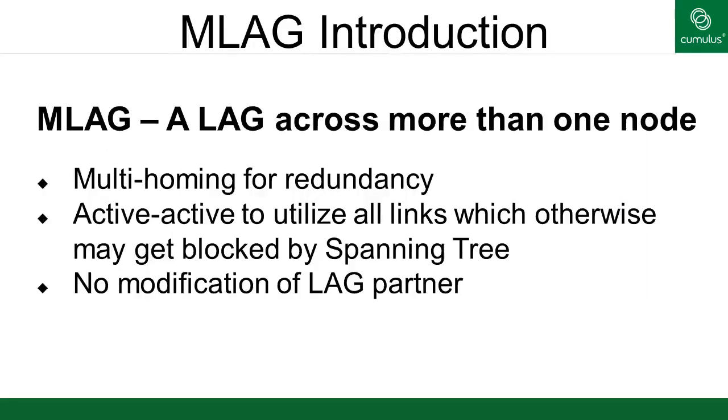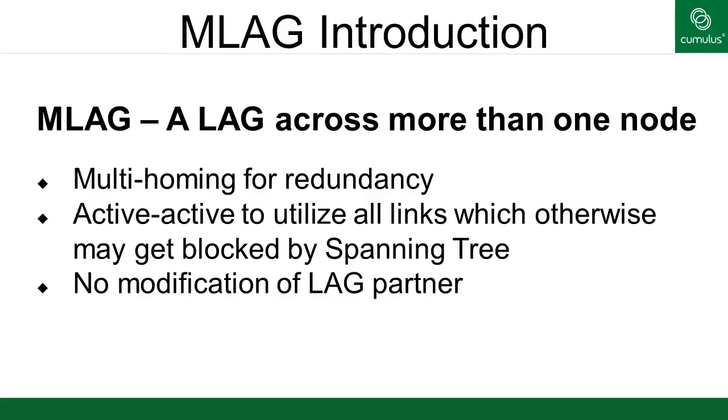So I think I sort of just described what an MLAG is. It's a LAG that goes across more than one node. Now, for terminology, I'm going to use the term bond, which is what Linux uses. A bond is a link aggregation group, an EtherChannel. There are all sorts of terms for basically taking multiple links and putting them together to make one larger link, but I'll use the term bond for that.